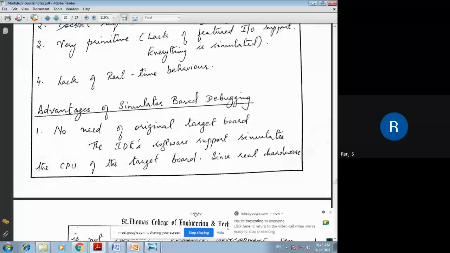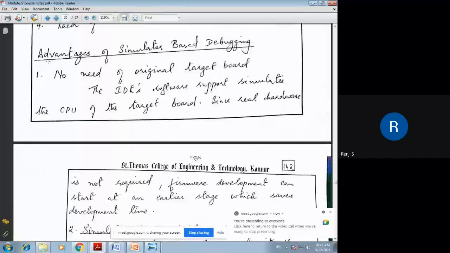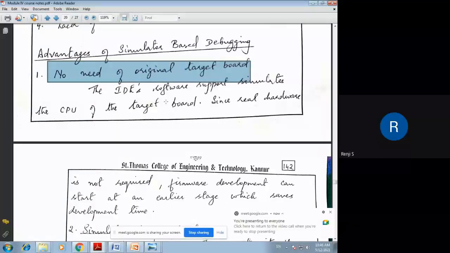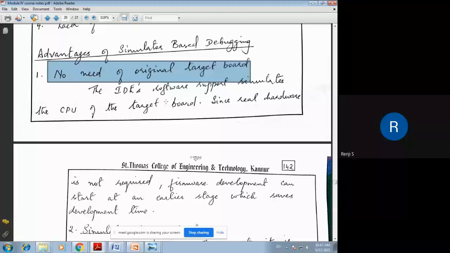So we were discussing the advantages of simulator based debugging. The first advantage we said was no need of the original target board. Even without the original target board, this simulator software will simulate all the functionalities of the target board. Once you install the simulator in your system, you can run your firmware using this simulator tool. So you don't need the original target hardware. Even before the development of the target board, you can test the firmware. So this helps in quick development of the product.